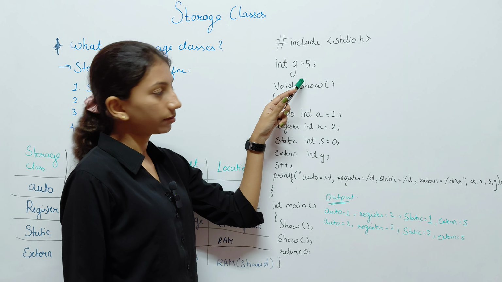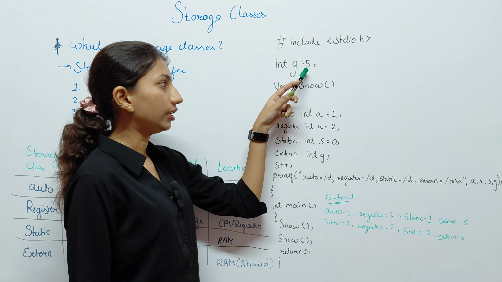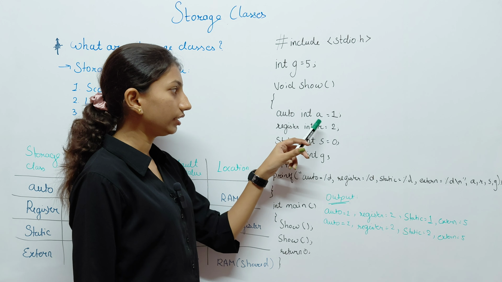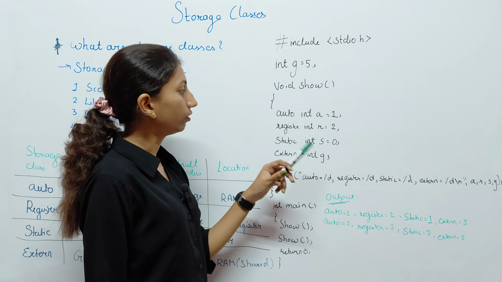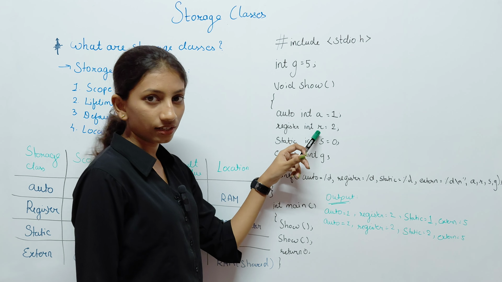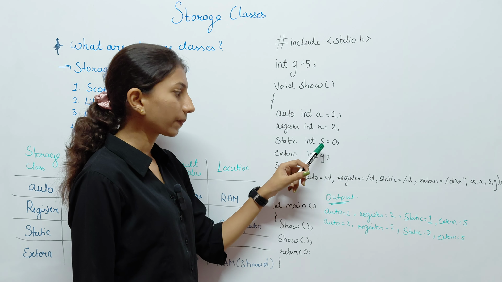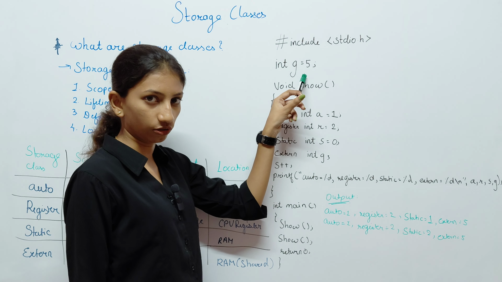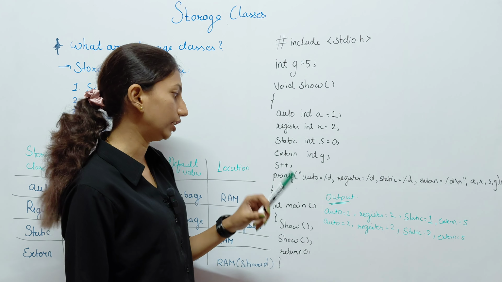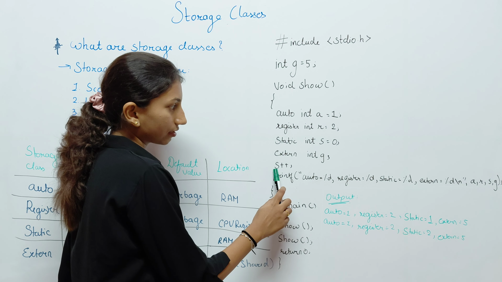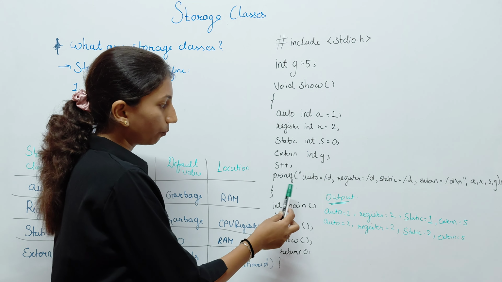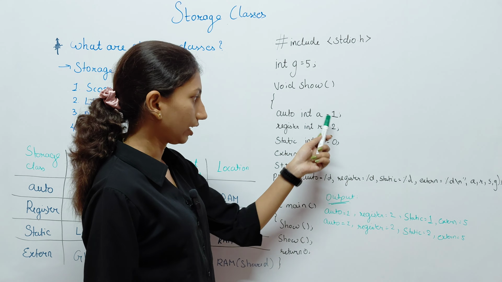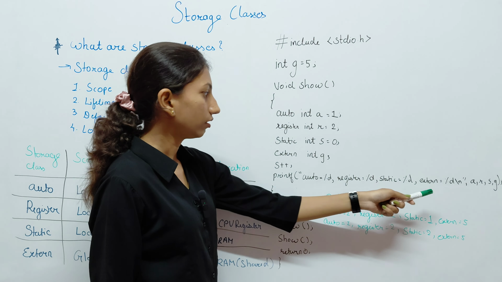Here G is global variable, data type is integer and the value 5 is assigned. Here we have made one function. We have taken auto int a where we have assigned one value, then register storage class R where 2 is assigned, static S 0 is assigned, external int G where G we have already defined as global variable and we have assigned 5 as a value. Now we have incremented S, that is static plus plus. So printf auto, register, static, external. Auto will be A, register is R, S and G.